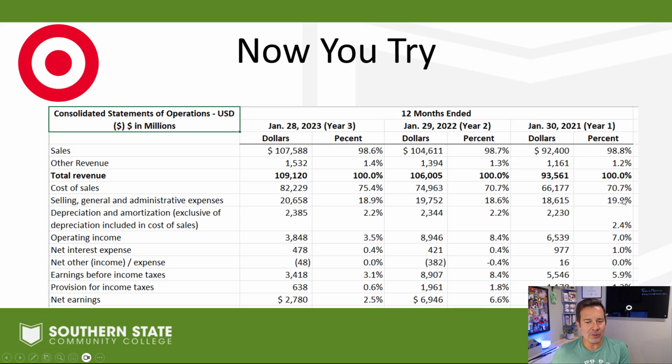Look at selling, general, administrative. From year 1 to year 3, it went from taking up 20 cents of every sales dollar to less than 19. It went down a full percent. But look at cost of goods sold.